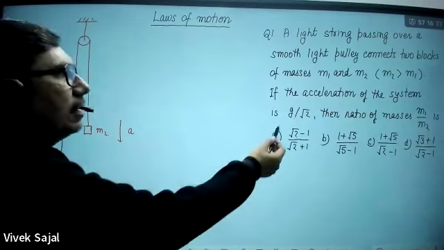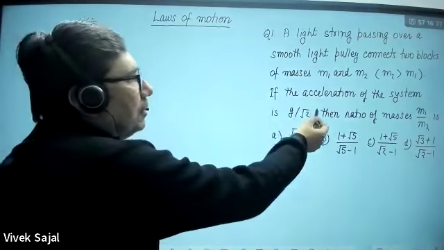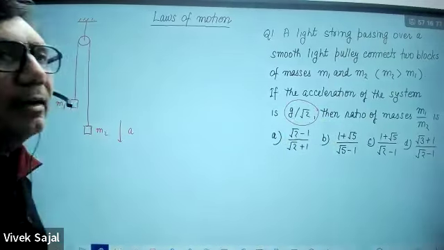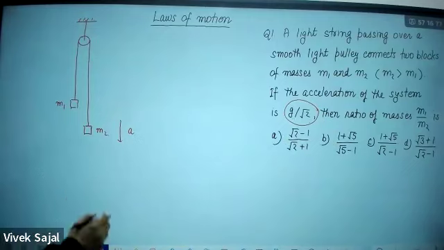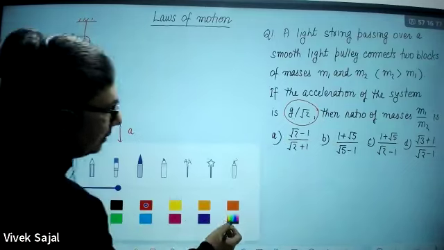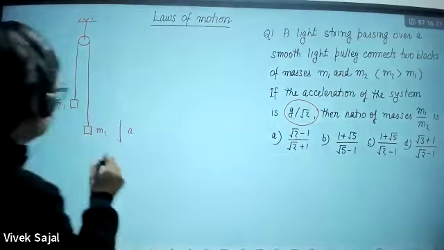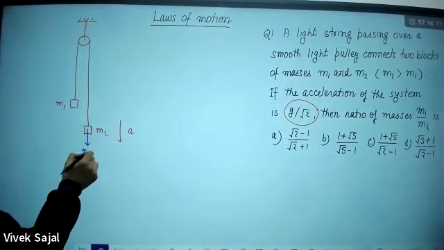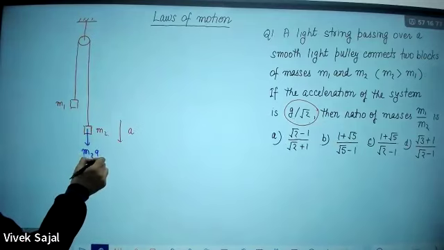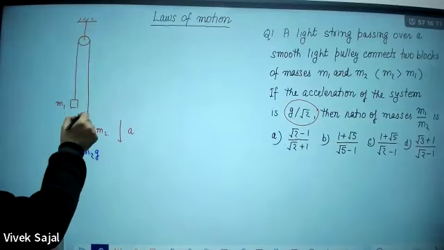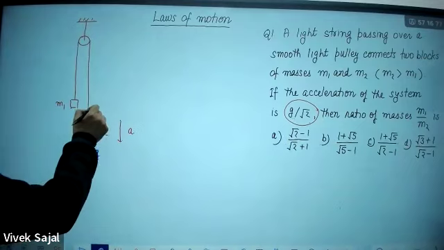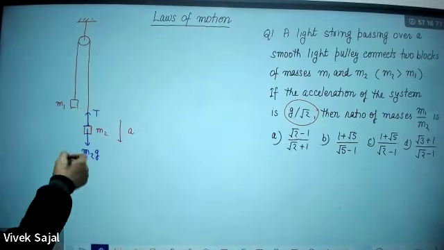And this acceleration is how much? That is g upon root 2. The acceleration of the system is g upon root 2 and we have to find out the ratio of masses. Now, if you look at this, then weight of this mass m2, m2g, will act in the downward direction. And this is a string, so a tension force will act on this block m2 in the upward direction. This is tension T.